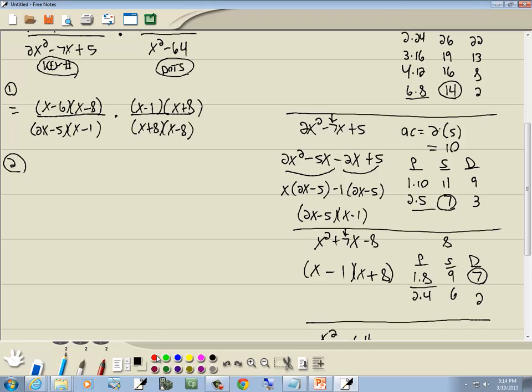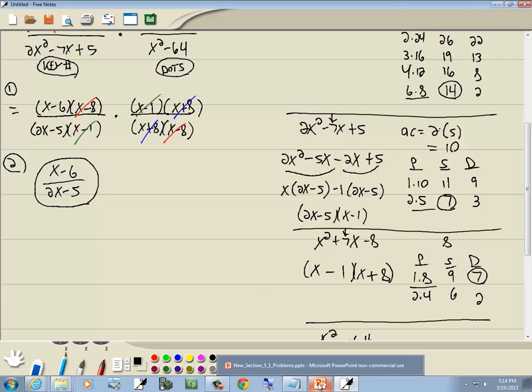Okay, step 2, cancel if possible. The only guideline is one's on top, one's on the bottom. Here's an x minus 8, and here's an x minus 8. Here's an x plus 8, here's an x plus 8. And here's an x minus 1, here's an x minus 1. So we're left with x minus 6 over 2x minus 5. You don't have to do step 3 because after we cancel, everything disappears except for just those right there. So that's our answer.